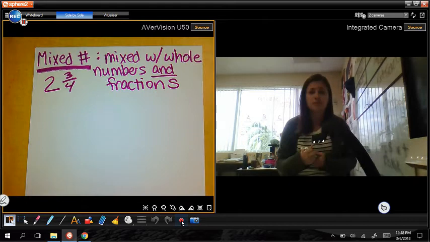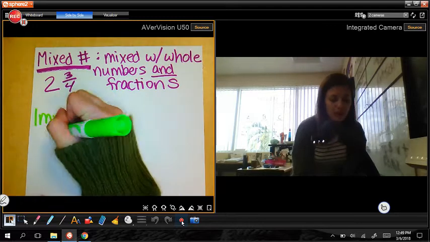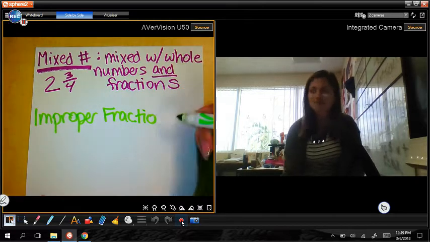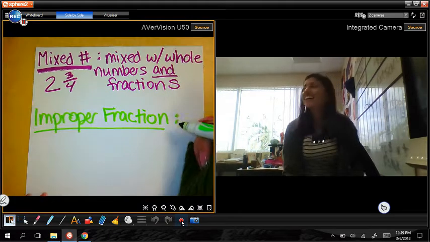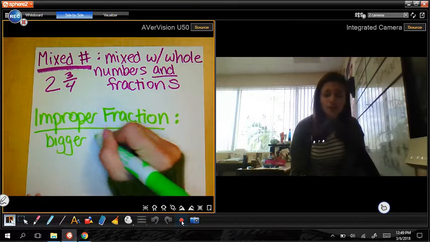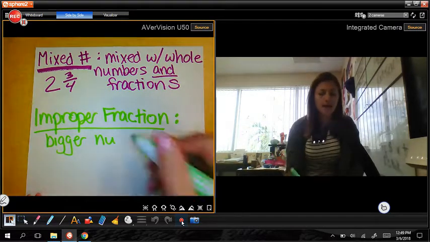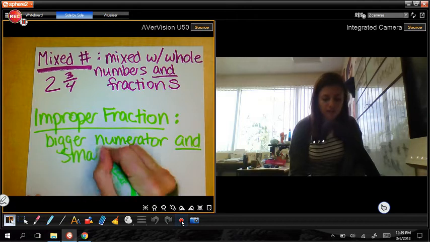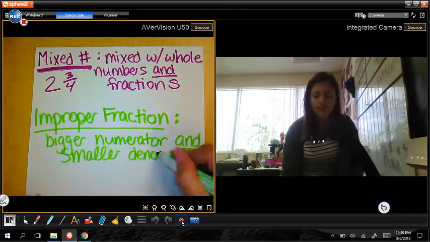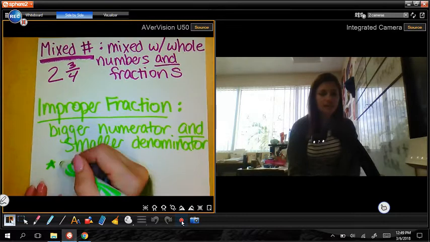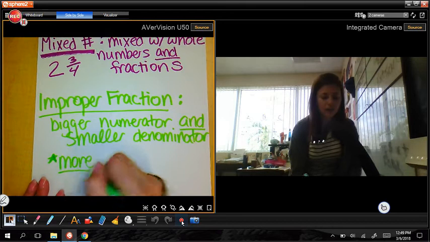Now, the other type of fraction we've learned about is improper. It's breaking a little bit of the rules, so that's why we call it improper. An improper fraction, by definition, has what? Who can raise their hand and tell me? Good answer. An improper fraction has a bigger numerator, so that means it's the number on the top, and a smaller denominator. Now, the major key for our improper fractions is to remember that an improper fraction means that our amount is more than one whole.